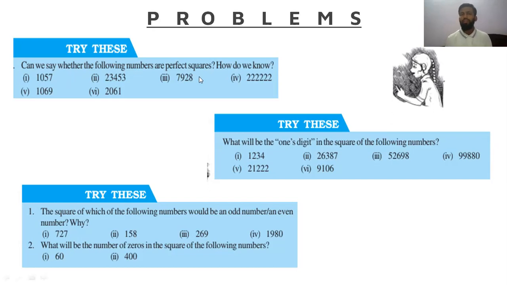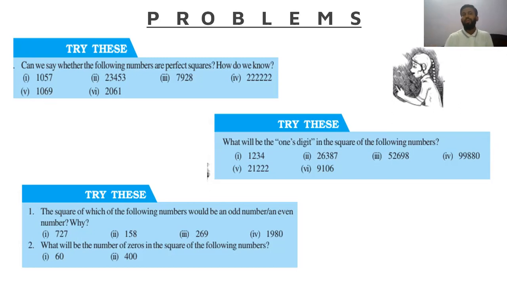Similarly, 8, this number ends with 8, not a perfect square. This number ends with 2, not a perfect square. 9, 2, 3, 7, 8, odd number of zeros. For the rest of the cases, we need to verify. We don't know. For the second one, it says, are these numbers perfect squares? We don't need to verify because we have to answer in yes or no. So here we will say for question number 5, it may or may not be a perfect square.